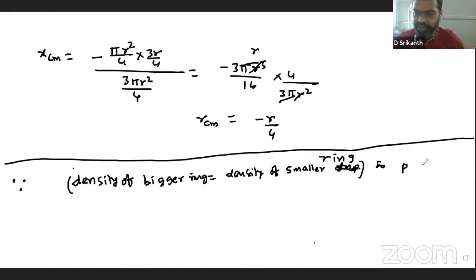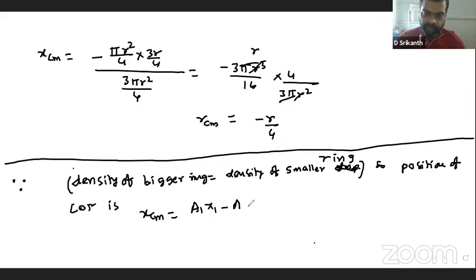So the position of center of mass is xcm is equal to a1 x1 minus a2 x2 divided by a1 minus a2.